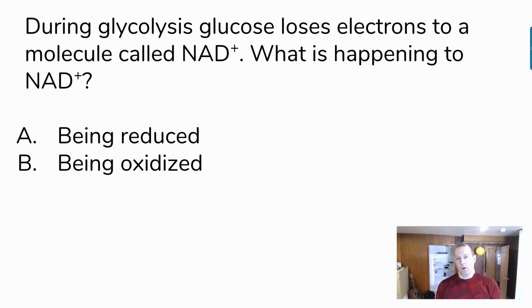During glycolysis, glucose loses electrons to a molecule called NAD+. What is happening to NAD+ now? Okay, so NAD+ is gaining electrons. Remember, reduction involves gain. So here, NAD+ is gaining electrons, and so it is being reduced, A. A is the correct answer here.